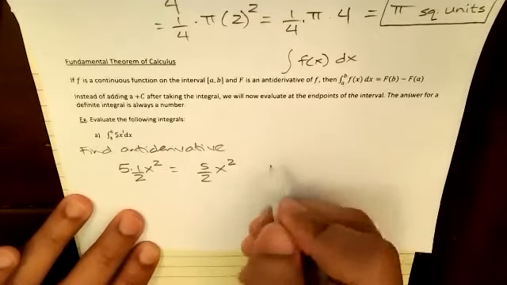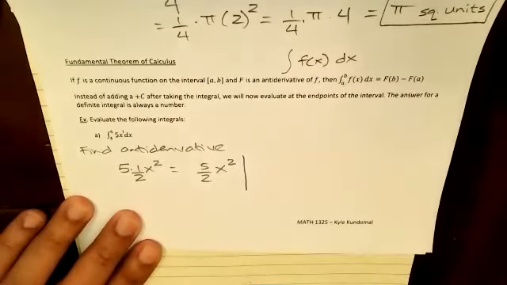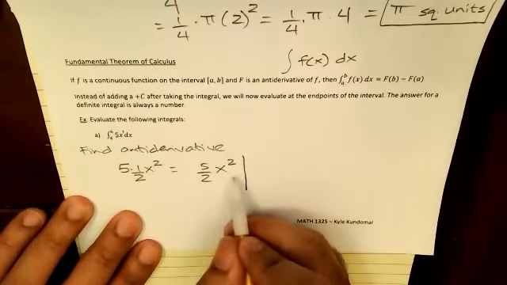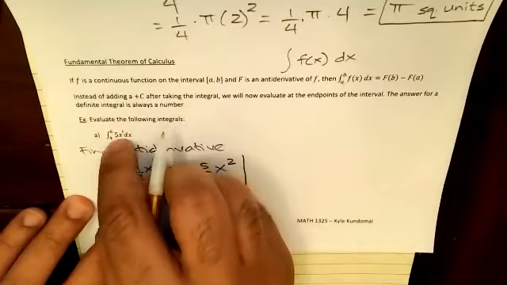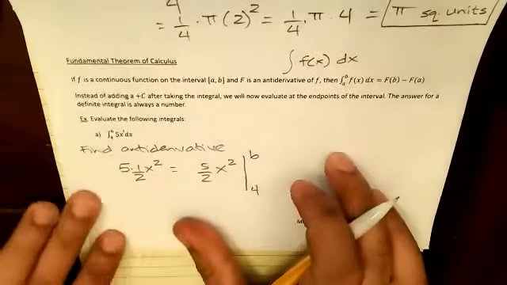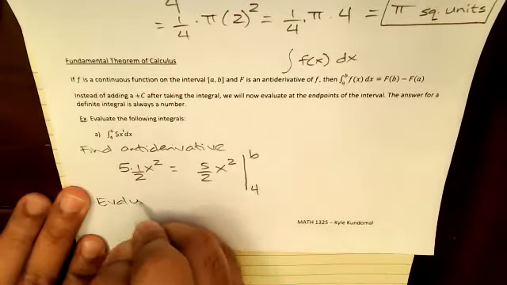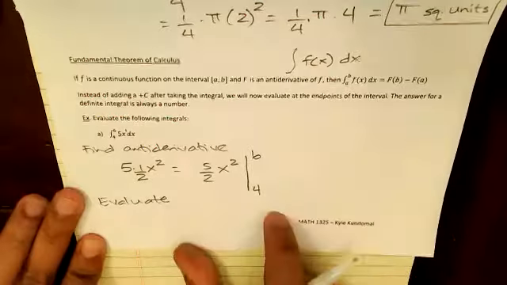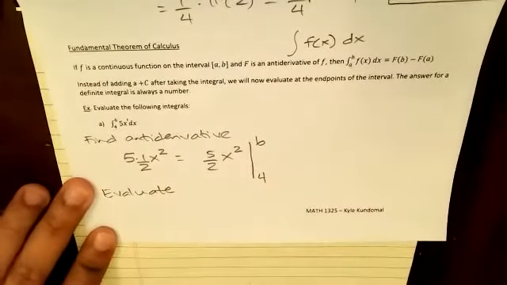What I'm going to do now is that instead of putting plus c, like how we were doing before, this time around, I'm going to draw a line right there after the antiderivative. I do not put plus c. Instead, I'm going to put these numbers that I had. Okay, I had 6 and 4. 6 is on top, 4 is on the bottom. What I'm going to do now is I'm going to evaluate. Evaluate means just plug in those numbers, okay?